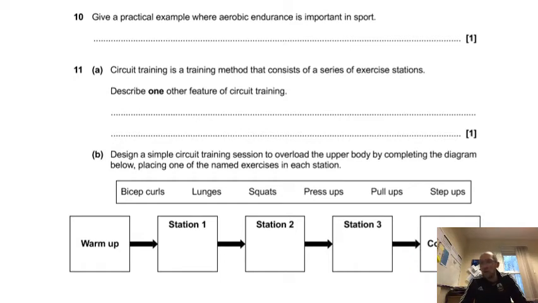So the correct answer is to accept any combination that includes at least 2 arm exercises. So we're looking for your bicep curls, your pull-ups, or your press-ups.